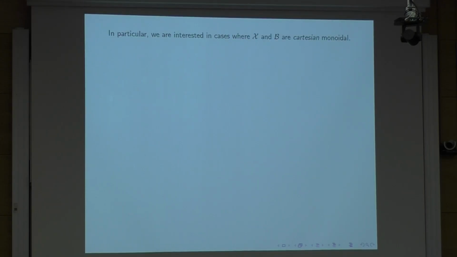But in particular, we are interested in cases where the tensor product is nothing but the Cartesian product. So, Cartesian monoidal categories. When both X and B are Cartesian, with the Cartesian product as monoidal structure, then P is called a Cartesian monoidal fibration, and can be proved to be a Cartesian object in the two-category of opfibrations over Cat.